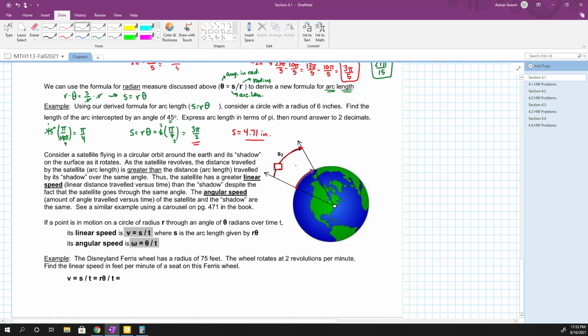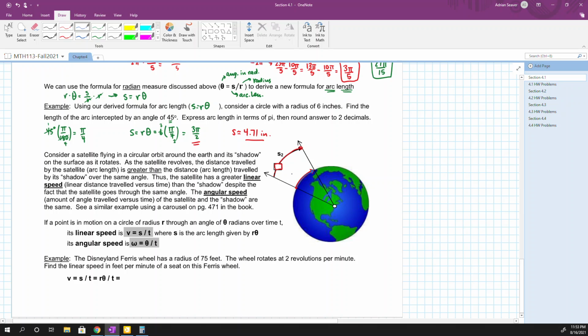So the linear speed is that in space, but its shadow is going to be a little bit smaller. A different way of thinking of this is just what is this angle, right? I'm sweeping out this angle. I'm covering the same amount of angle in space as the shadow is on Earth. So the angular speed looks at the amount of angle that is traversed versus time. In this case, the angular speed is exactly the same for the satellite in space and the shadow on Earth.